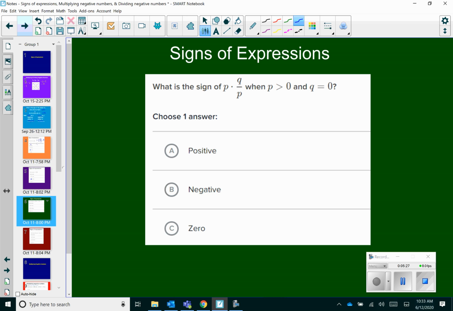Okay, here, what is the sign of P times Q over P when P is greater than 0? So that means P is a positive, times, and Q equals 0. P is a positive. So all I did was fill in my positives, my negatives, and my zeros. Clearly, there's no negatives here, but 0 divided by anything is going to be 0, and then 0 times anything is going to be 0. So this answer would be 0.